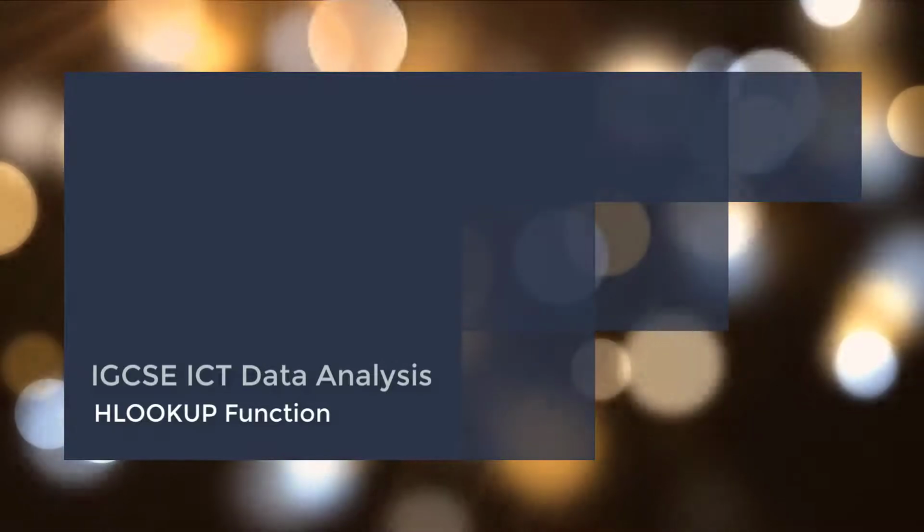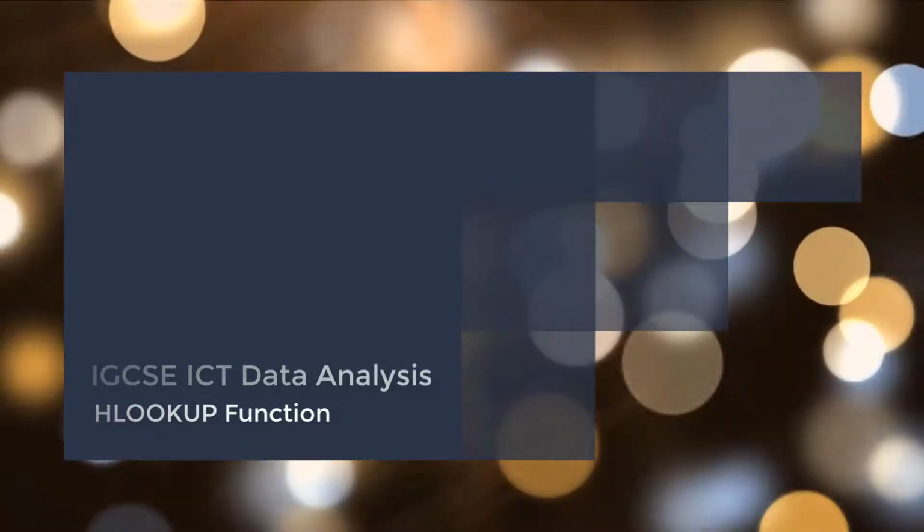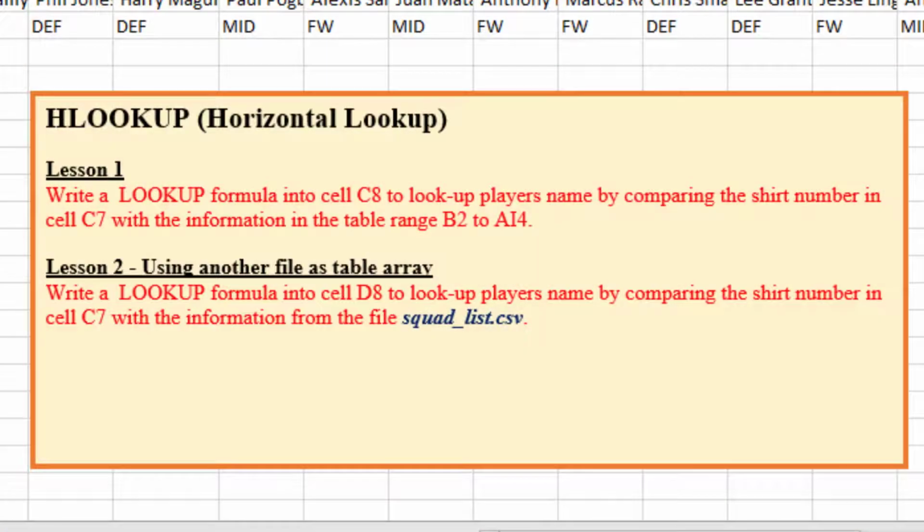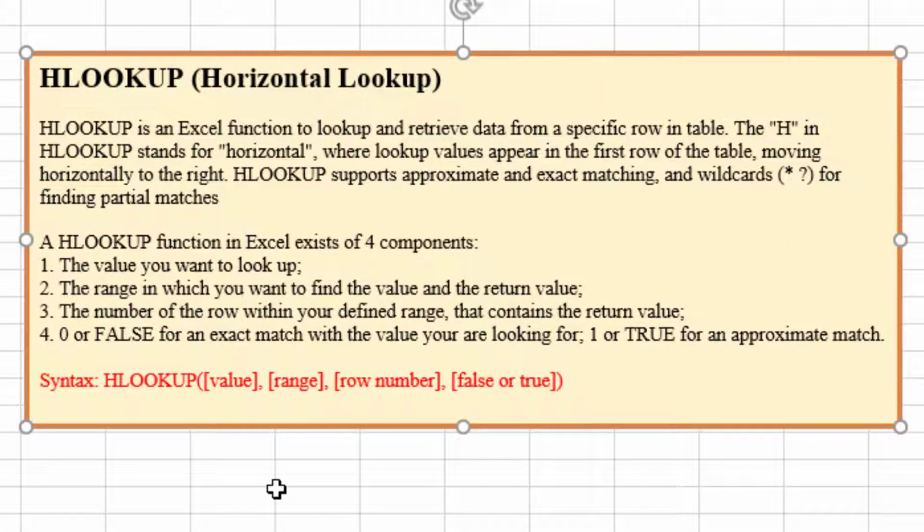Today we're going to be looking at lookup functions. We have three in our IGCSE ICT syllabus: the horizontal lookup, the vertical lookup, and just the lookup. But in this series, we'll only be focusing on the HLOOKUP and the VLOOKUP, that is horizontal lookup and vertical lookup. So we'll begin by looking at the HLOOKUP, which is the horizontal lookup.